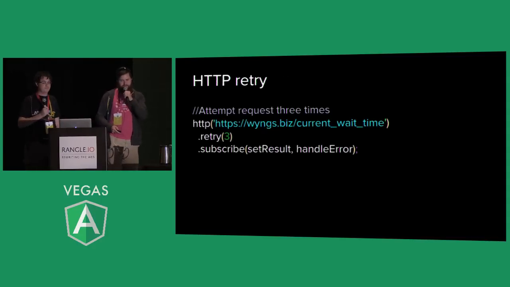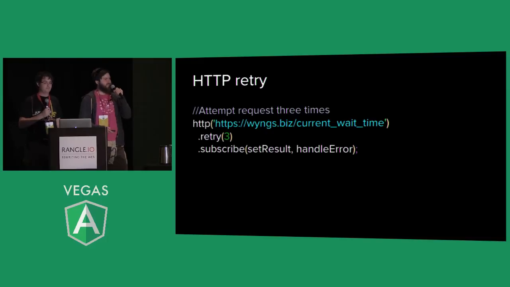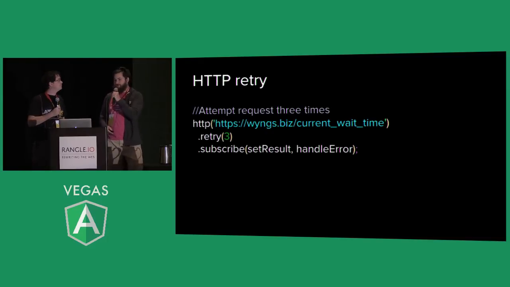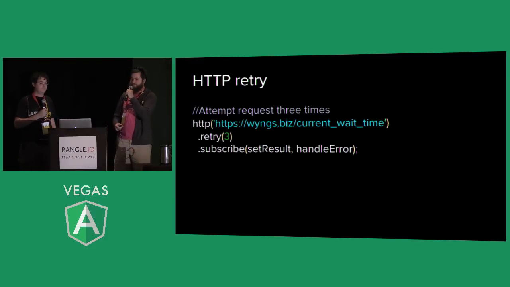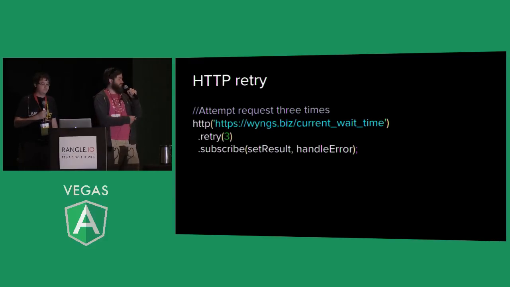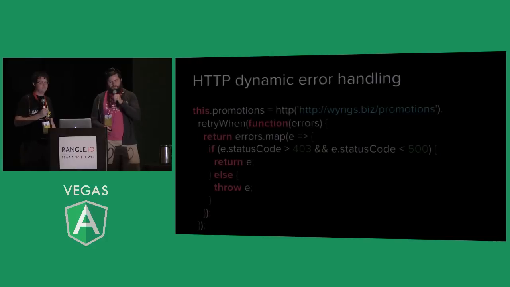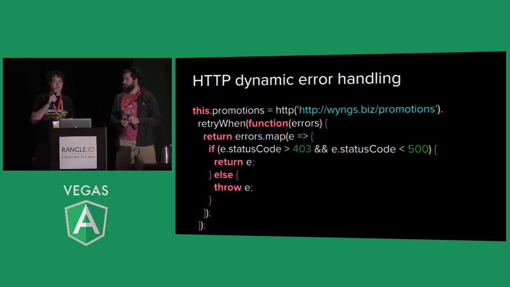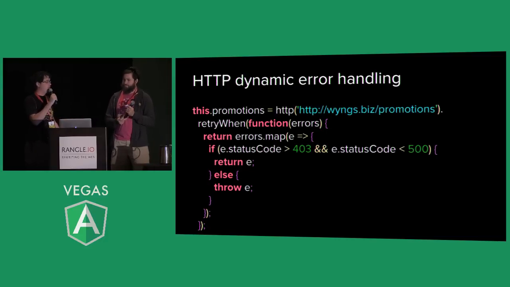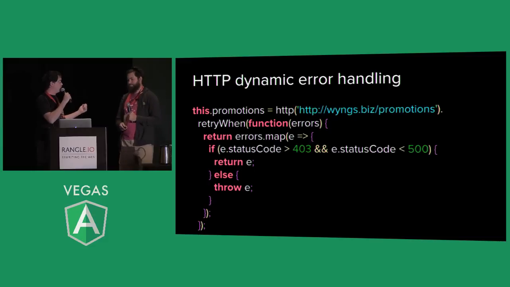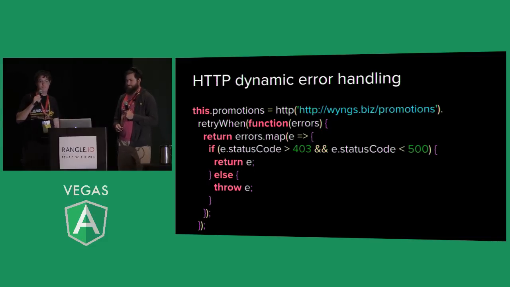But the real power of observables comes from when we want to go beyond this basic use case. So consider apps that are commonly used on poor internet connections or with flaky APIs. It's probably a good idea to retry those connections as they fail. So the observable API that we're using makes it as simple as calling retry on the observable. So in this example, the request to get the current wait time is tried 3 times before any errors are returned back to the application. And for use cases where you want to be a little bit smarter about retrying, you can use the retryWhen function to inspect the errors and determine what to do. So in this case, as long as the error is between 403 and 500, it'll keep retrying. Otherwise, it'll propagate the error and give up.